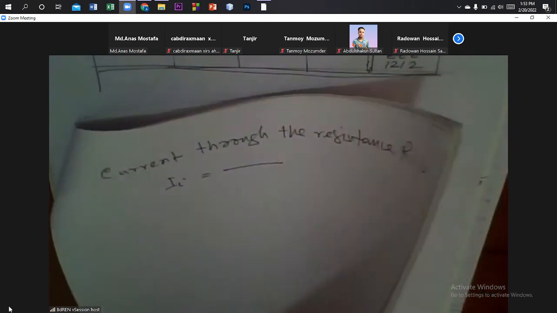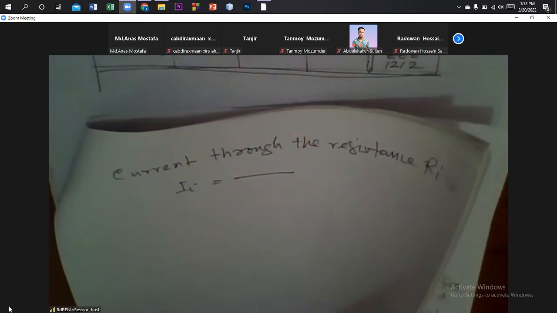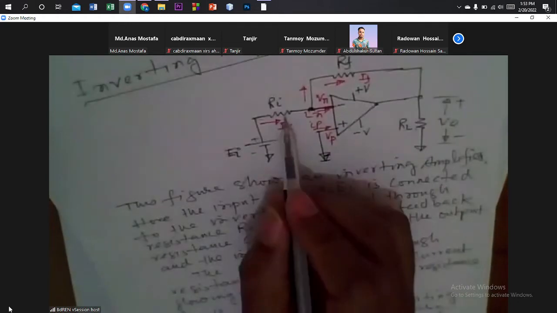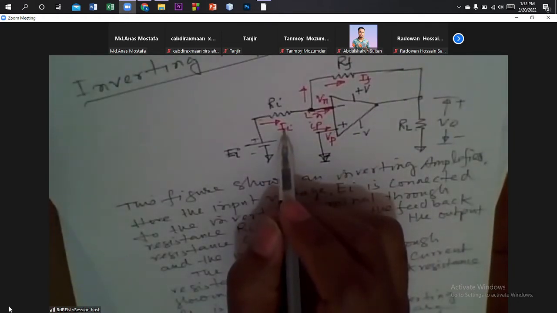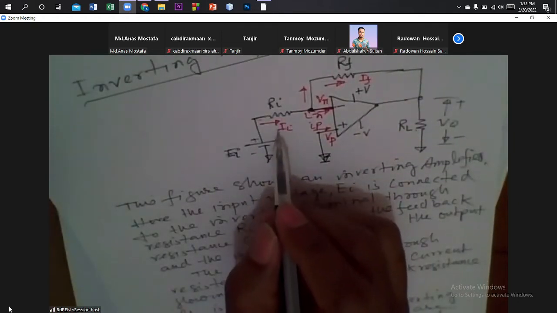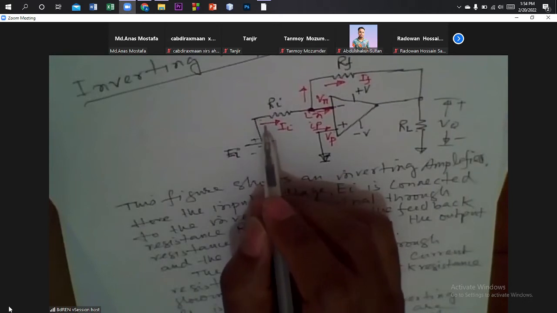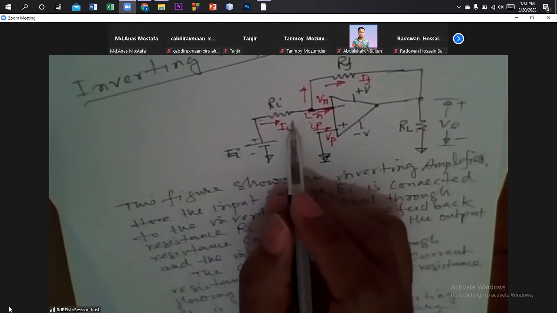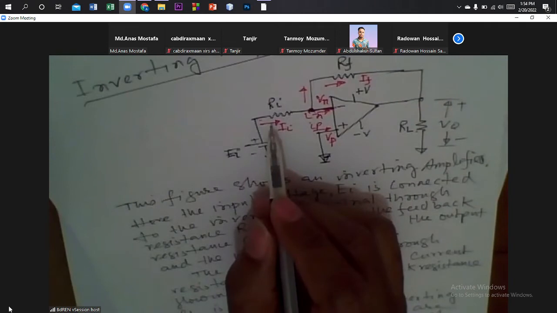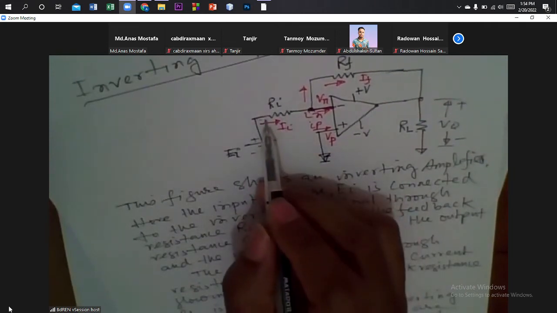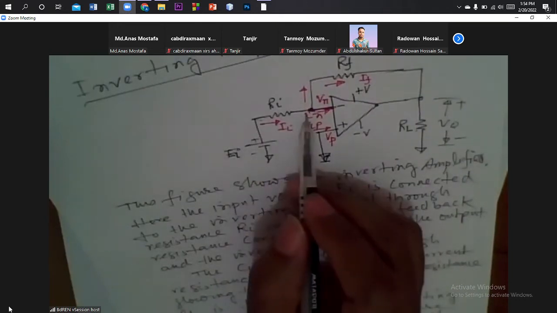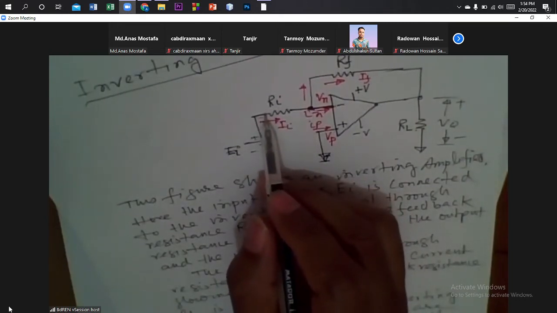Go to the figure and see the resistance first. Ri. So what will be the current through Ri? Anybody? Current is flowing this direction, okay? Speak up. Anas? I can hear you, sir. Current flowing through this direction. So what will be the voltage here? It comes down.